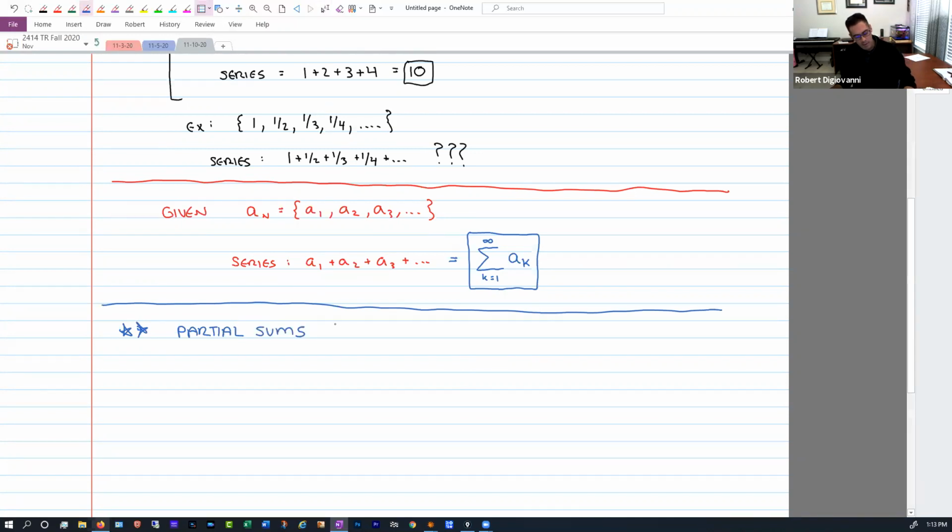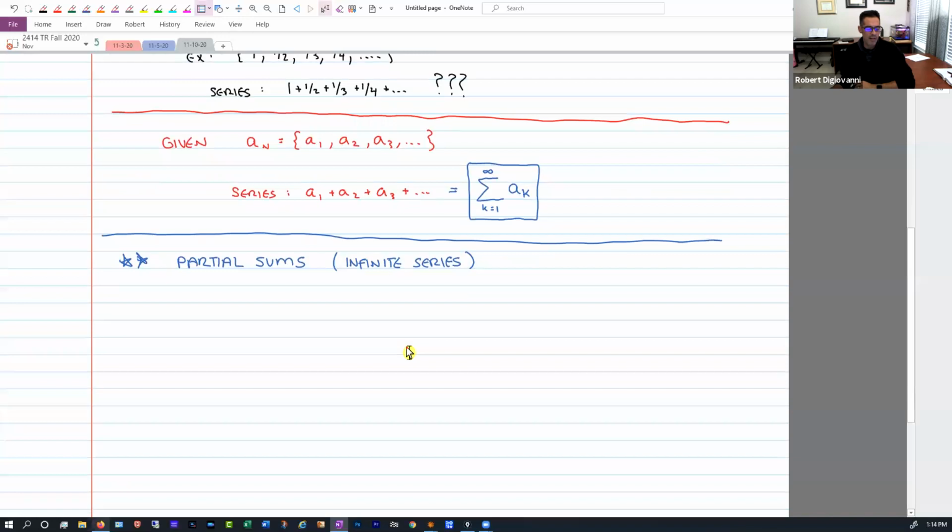Okay, and when we talk about partial sums, we're still looking at infinite series, all right? We're still talking about an infinite series, but we're going to be talking right now about what's called a partial sum of an infinite series. So let's say we have a sequence, A sub 1, A sub 2, A sub 3.